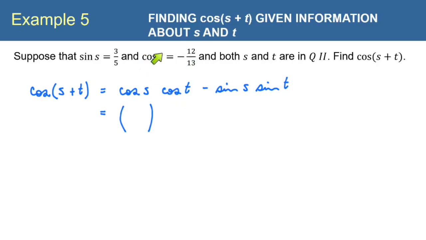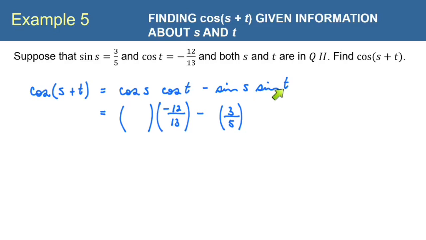Well, yes, cosine of t was given to us in the problem, so we'll replace cosine of t with negative 12 over 13. Then we have a minus sign. Our next ingredient is the sine of s. Do we know the sine of s? Yes, that was given to us in the problem. So we will replace sine of s with 3/5.